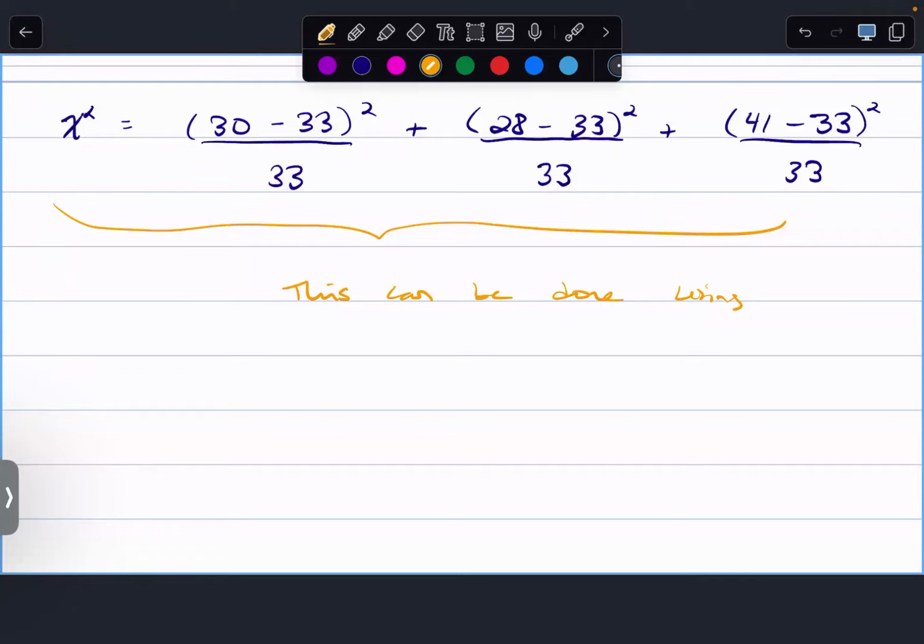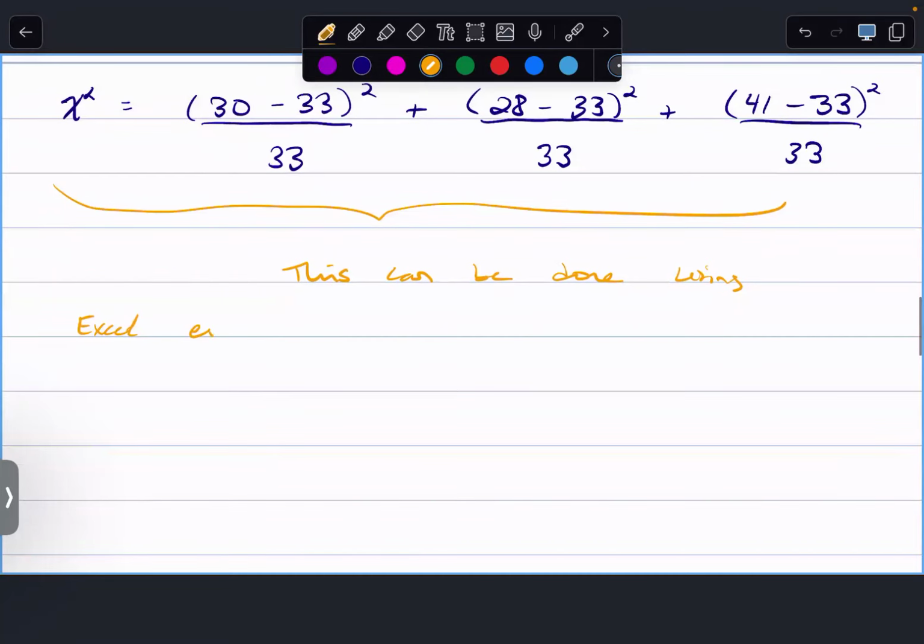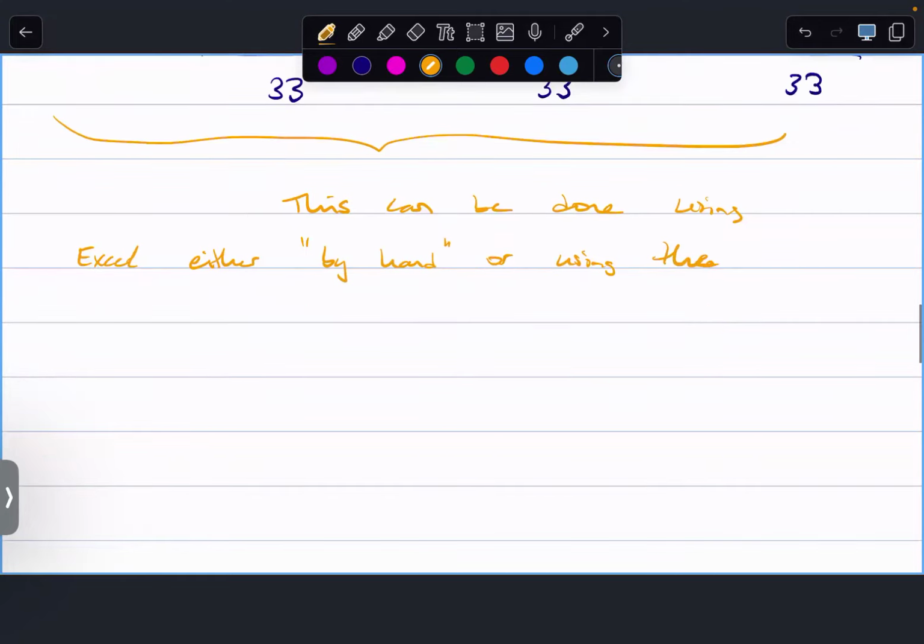And so using Excel, either, I call it by hand. It's not by hand when we set up the calculation to tell it what to do. Or using, pretty sure it's chi-squared dot test. And I'm pretty sure it takes the observed and the expected.